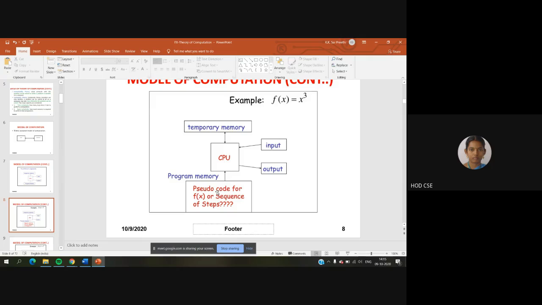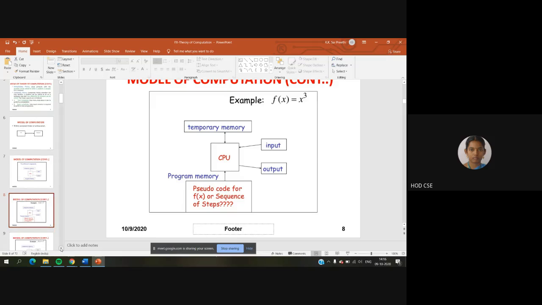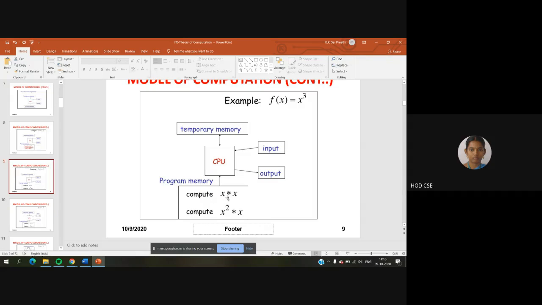Your CPU cannot perform all the operations simultaneously. As a theoretical matter, the CPU is capable of performing a single operation at a time. So for x cubed, you have to give the steps to the CPU: once x is received, first compute x into x, that is x squared. That result is called a temporary result. You hold the temporary result x squared, and multiply it again with x, which gives the result x cubed. In such a way, you give the instructions to the CPU. Those instructions are stored in the program memory. We call this the pseudocode for x cubed. First, we compute x into x, which is x squared.